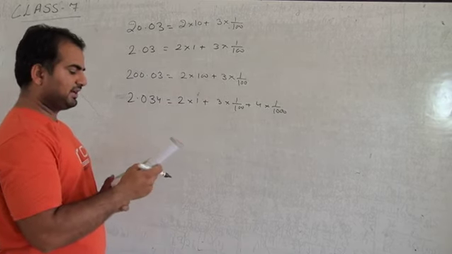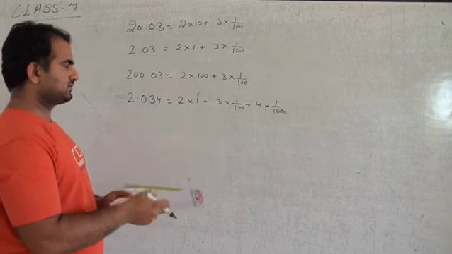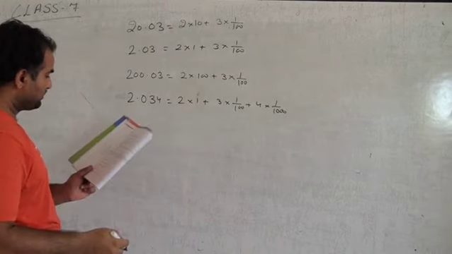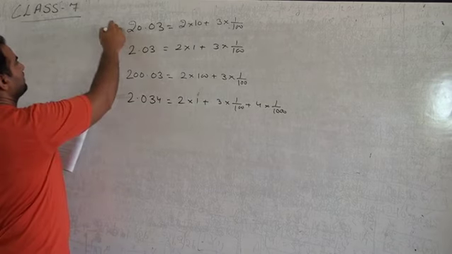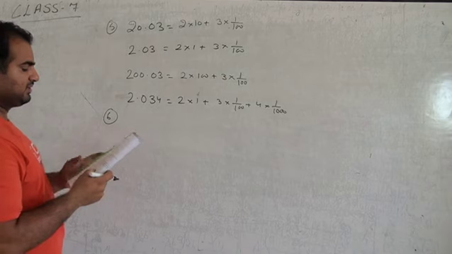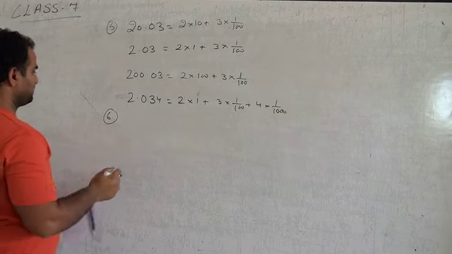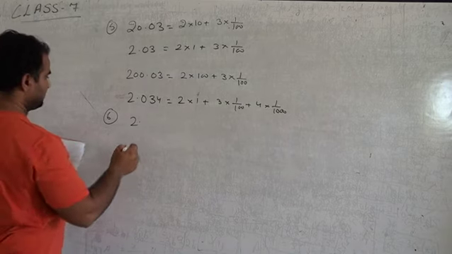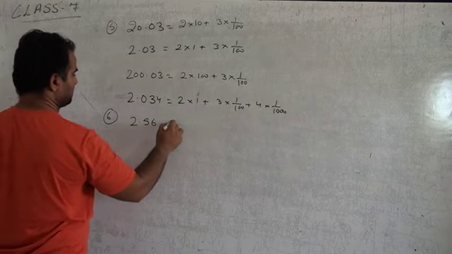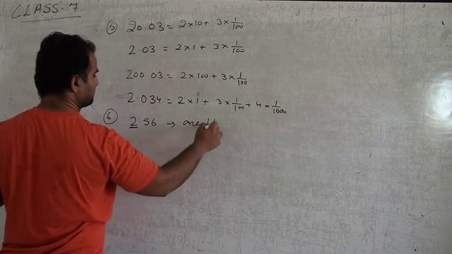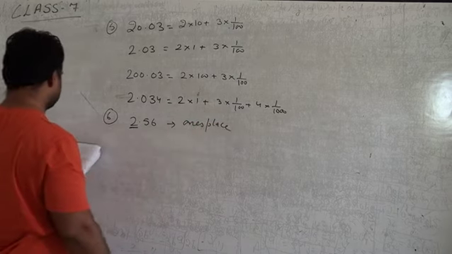Next question is, write the place value of 2 in the following numbers. This is question number 6. What we have to do is write the place value of 2. So first is 2.56. The place value of 2 is ones. Ones place.